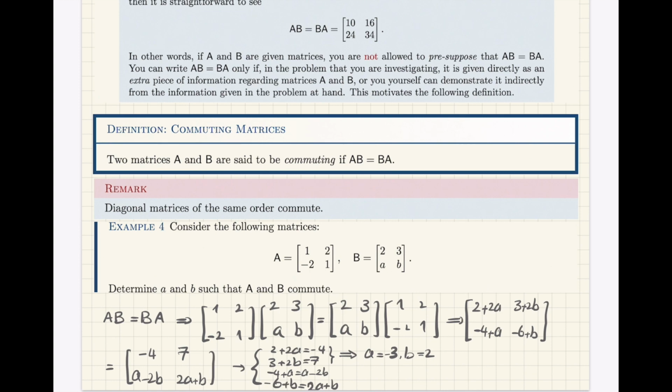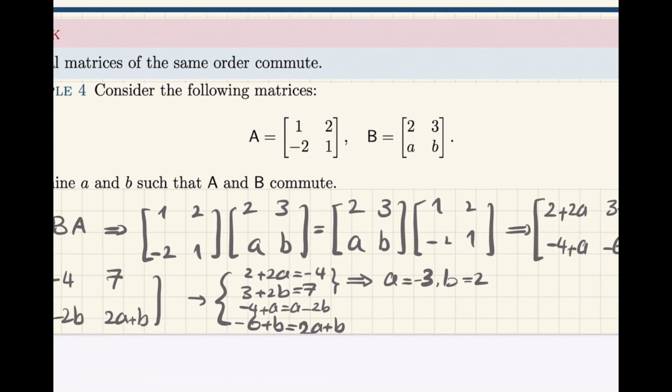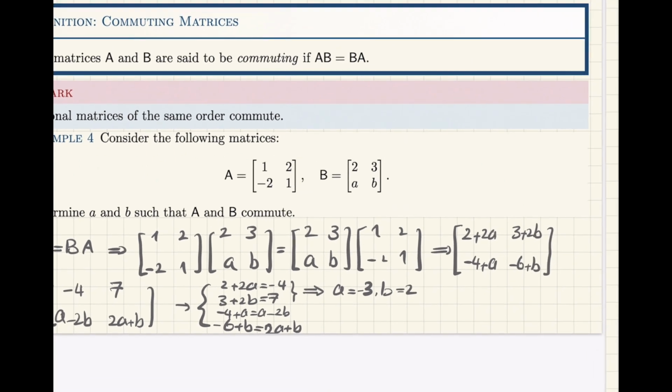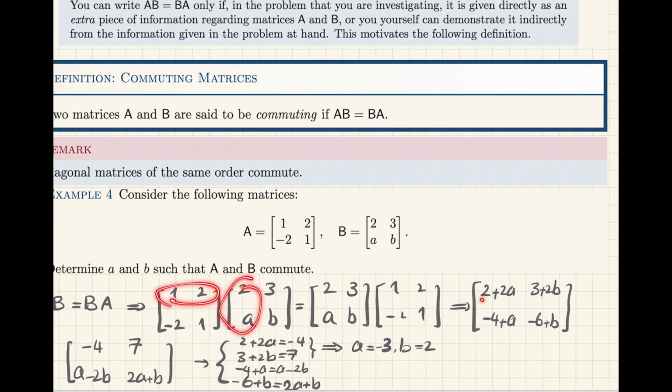So if I remember, this should work here, but is it working or not? I don't see it's working. So let me multiply this once more. So this one by that is 2 plus 2a is correct, 3 plus 2b is correct, minus 4 plus a is correct, minus 6 plus b, that's also correct. Here 2 minus 3 minus 6, that's correct. 4 plus 7, a minus 2b, 2a plus b. Yes, everything seems right.